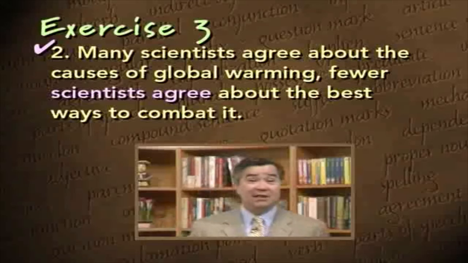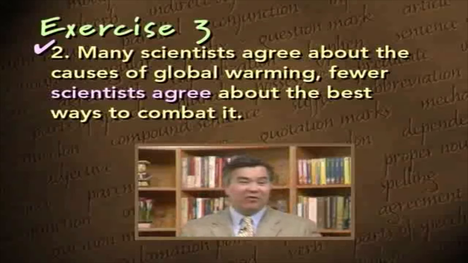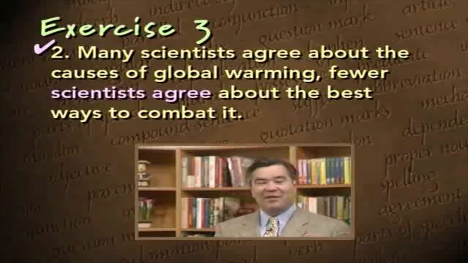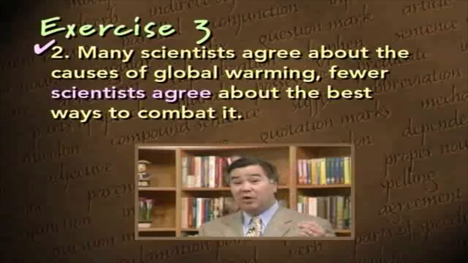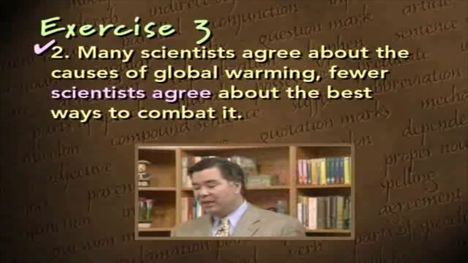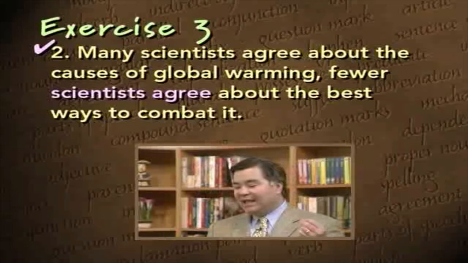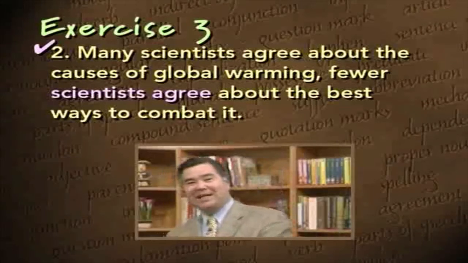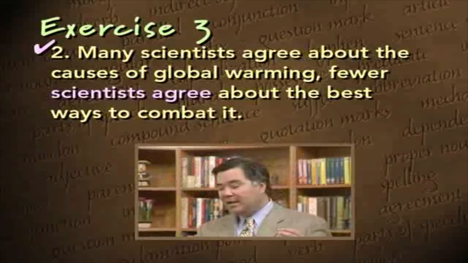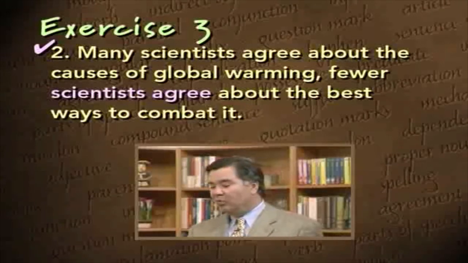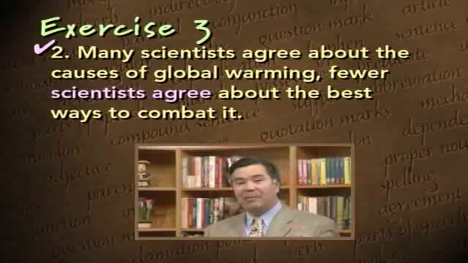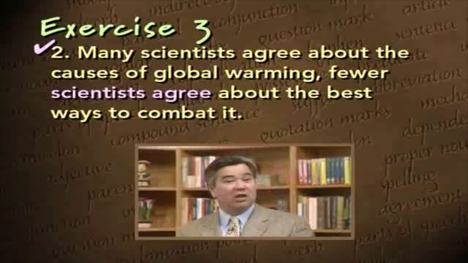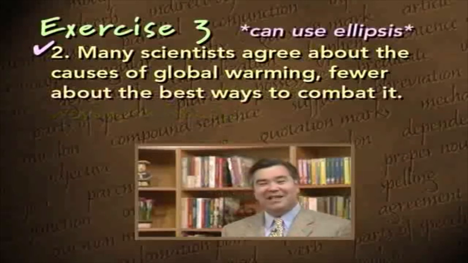Well, let's apply our test. We should be able to take the same words from the first clause, which were omitted in the second clause, and insert them into that second clause and have the sentence make sense. Now, what are the words that were omitted from the second clause? The words that were omitted are scientists agree. When we take those words from the first clause and insert them back into the second clause, does it read correctly? Many scientists agree about the causes of global warming. Fewer scientists agree about the best ways to combat it. Yes, it does make sense. It does read well, and the parallelism works. Therefore, the ellipsis, as done in this sentence, is perfectly correct.